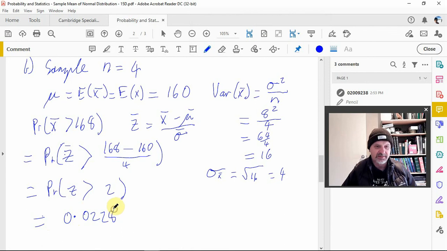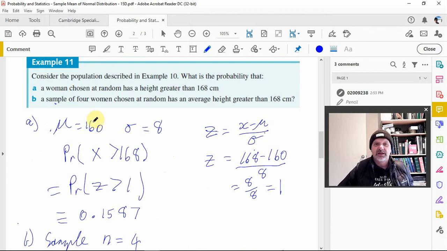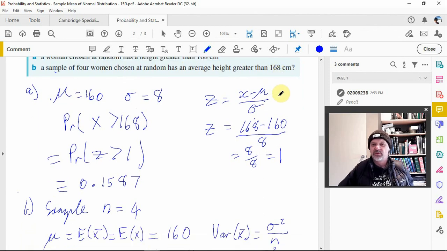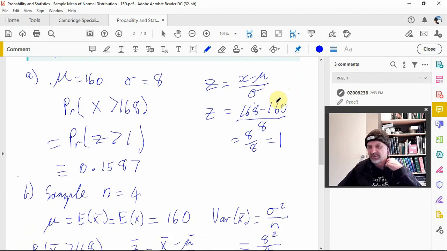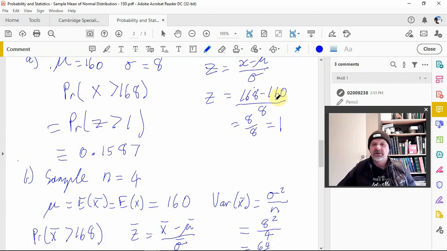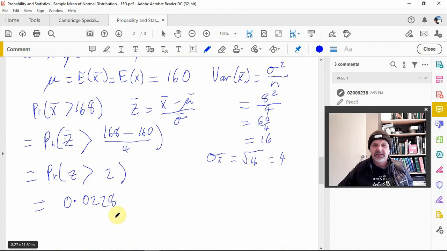0.0228. All right, and so that is the probability that a sample of 4 women chosen at random has an average height greater than 168. So for those 4 women, when we work out their average height, what's the probability that that average height is greater than 168? And there it is here. That is basically what we're looking at in terms of the sample mean of a normal random variable.